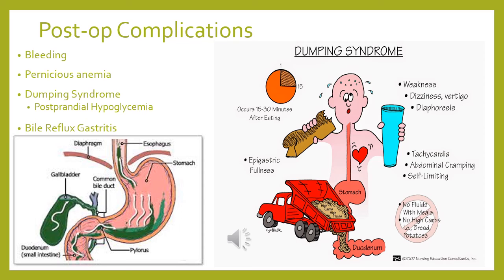Another complication that can occur is bile reflux gastritis. And this is kind of the same problem, but in the opposite direction. It's the picture on the bottom left of your slide. So what happens is the esophageal sphincter on the top of the stomach is either gone or damaged, and so the bile can flow up more freely from the stomach into the esophagus, where it causes irritation and erosion.